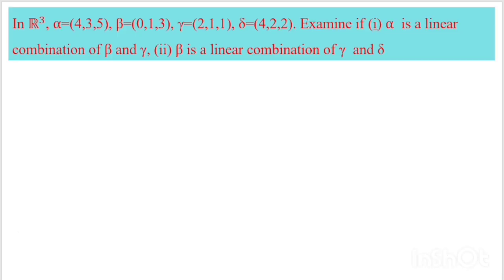Now let's solve some problems. Some three-dimensional vectors have been given: alpha, beta, gamma and delta. The first question is we need to check whether alpha is a linear combination of beta and gamma.